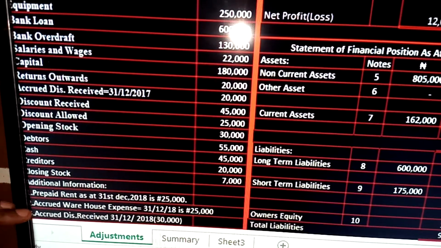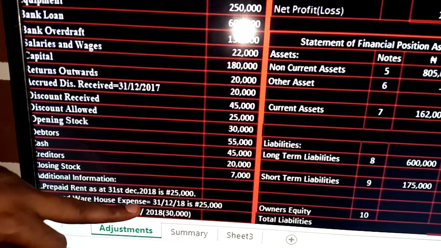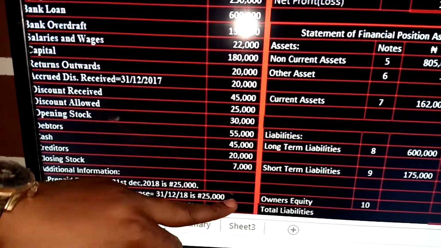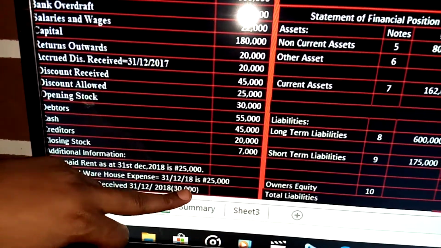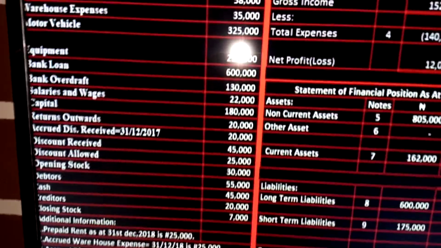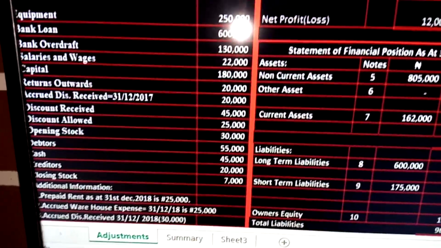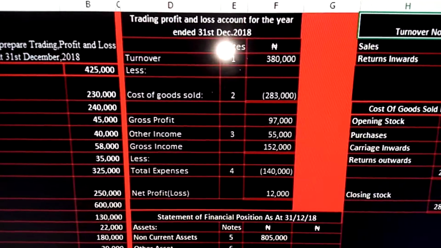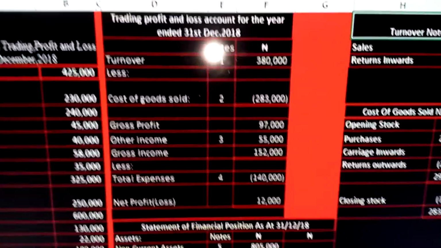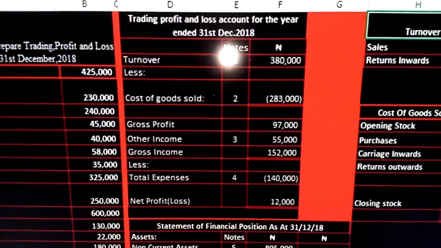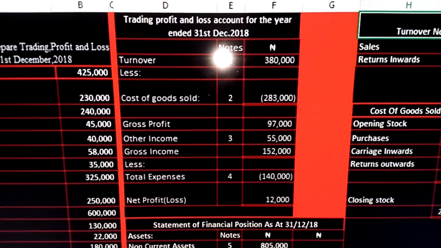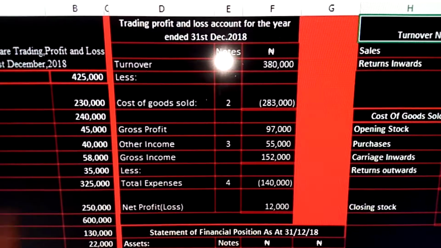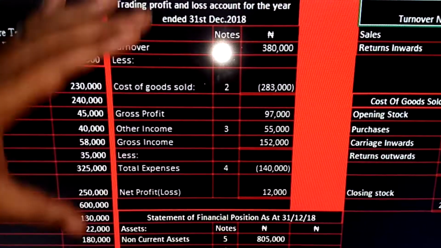So we have another additional information. We have accrued warehouse expense that affects December 2018 to be 25,000 as well. Then we have accrued discount received that affects December 2018 to be what? 30,000. So we're using this question to prepare the trading profit and loss account and the balance sheet. So we are already aware that the trading profit and loss account is also called the statement of financial performance, the comprehensive income statement.